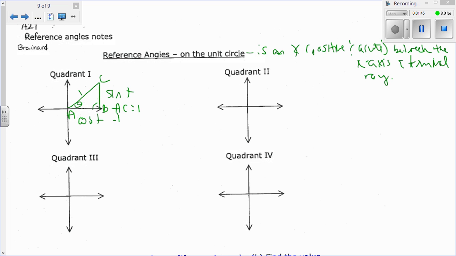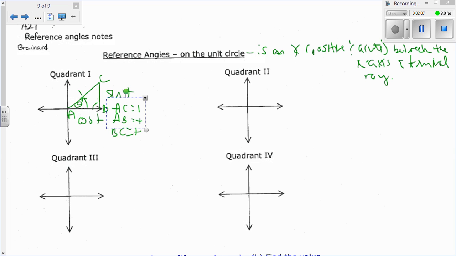AB has to be positive because it's going in a positive direction, and BC has to be positive because it's going in a positive direction. And this is theta, my angle going from there to AC.